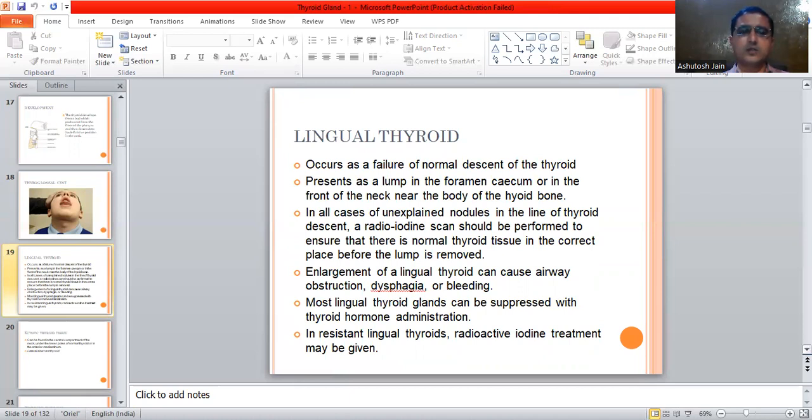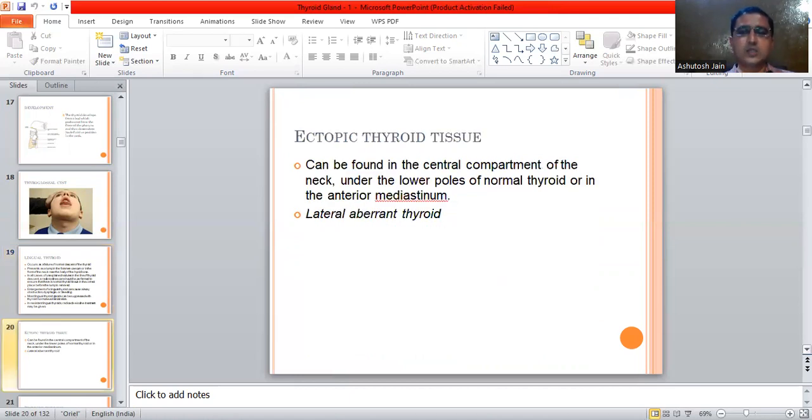In all cases of unexplained nodules in the line of the thyroid descent, a radioiodine scan should be performed to ensure that there is normal thyroid tissue in the correct place before the lump is removed. Ectopic thyroid tissue can be found in the central compartment of the neck under the lower poles of the normal thyroid or in the anterior mediastinum.